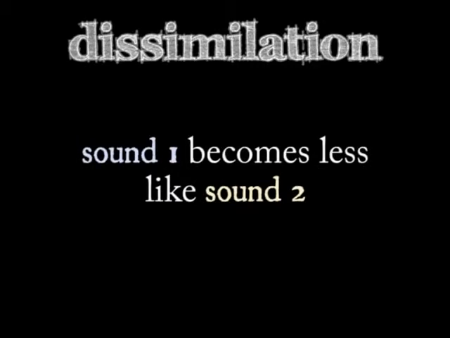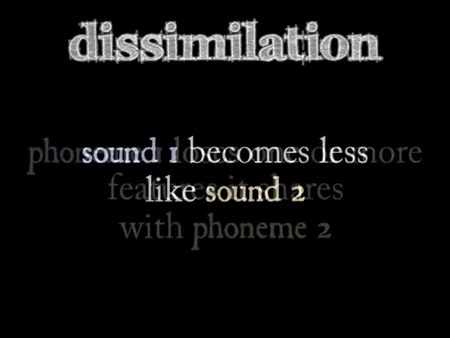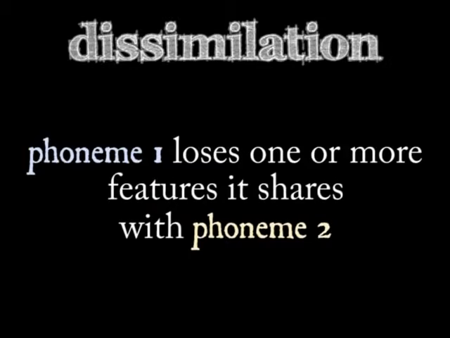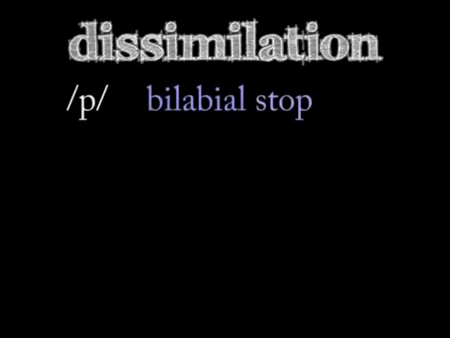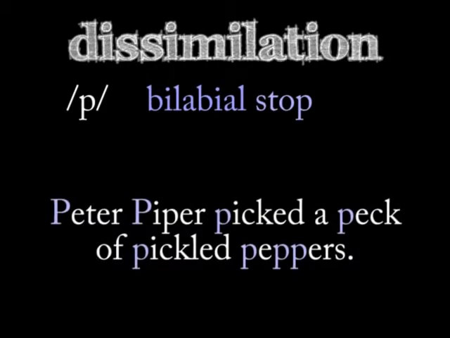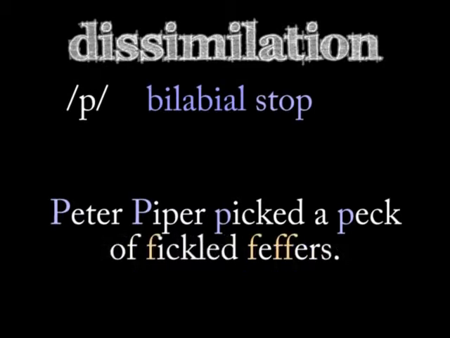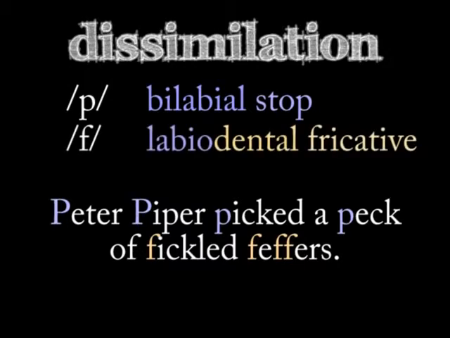There's an opposing change known as dissimilation. Two sounds are involved here too, but one becomes less like the other. The dissimilating phoneme loses one or more of the features it shares with another nearby phoneme. The two phonemes become more dissimilar as a result. The English phoneme p is a voiceless bilabial stop. If you say "Peter Piper picked a peck of pickled peppers" as fast as you can, chances are you dissimilate one or more p's by pronouncing them as an f. Here, p becomes less like the surrounding p's by turning from a stop into a fricative.